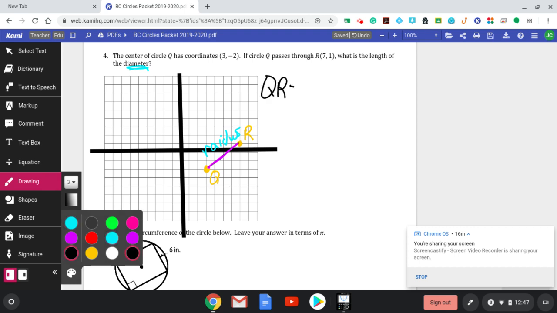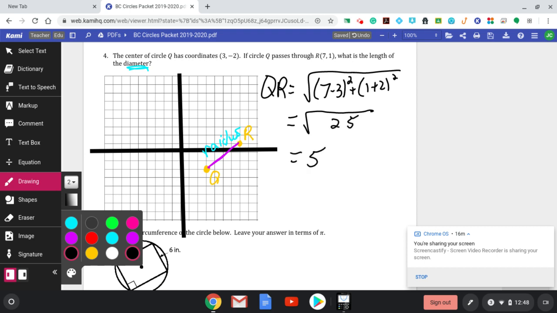Distance formula. You guys want to stop the video and try it on your own? I recommend it. Okay, I'll do my work here. And then when you come back, hopefully we got the same answer. So I got the length of QR to be 5. So the diameter will be equal to 10. There we go. Good work.